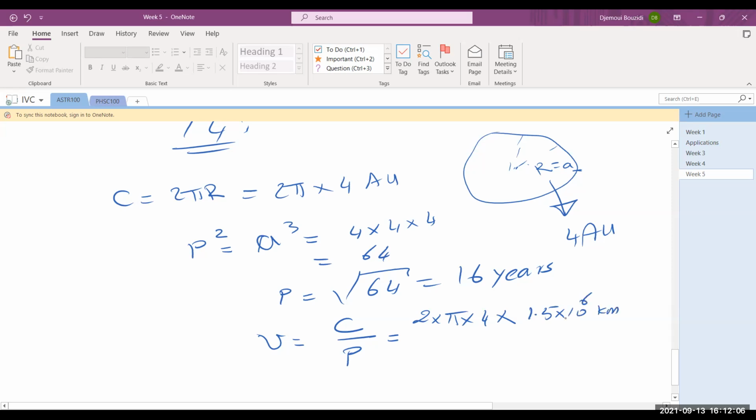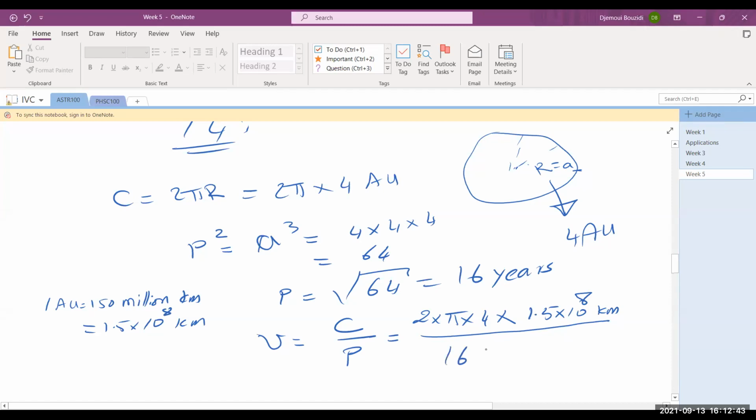Okay. So that is how much? 150 million. That's 10^8 kilometers. So I need to know that 1 AU is 150 million kilometers, and 150 million kilometers in scientific notation is 1.5 times 10 to the power, I have 6 plus 2 zeros in here, so it's 8, kilometers. So I have to make the conversion because they want specifically the answer in kilometers per second.